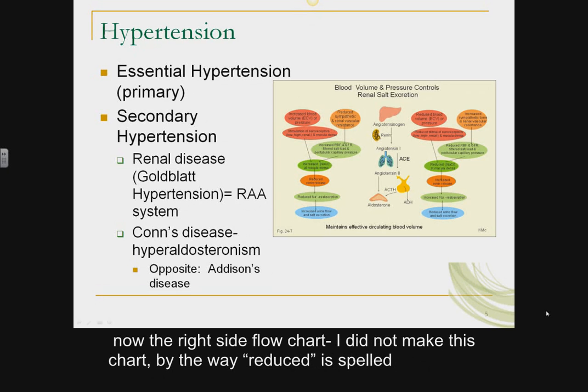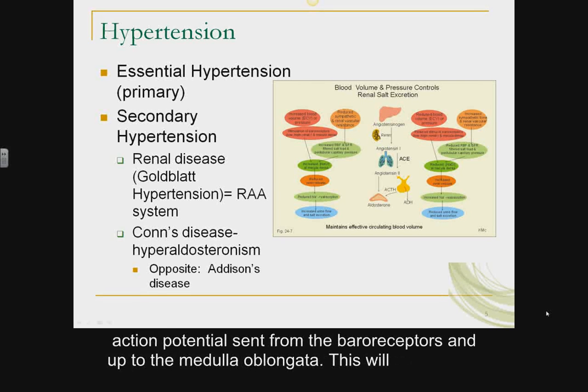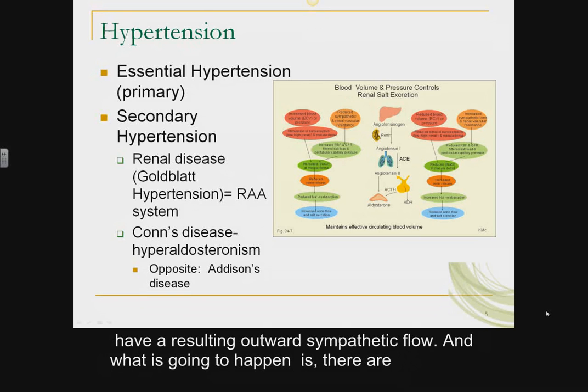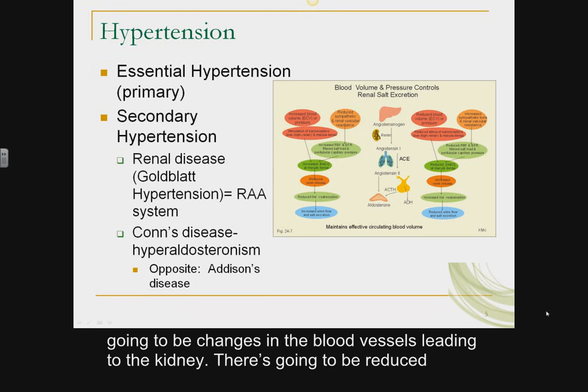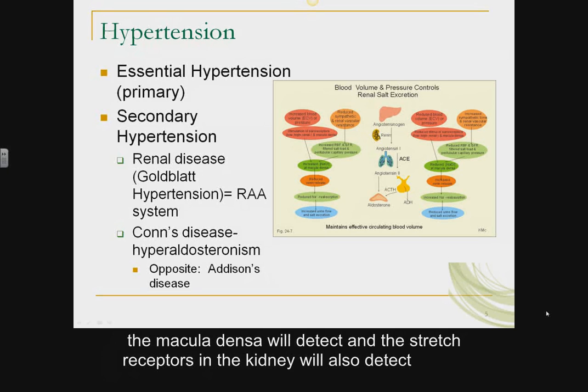In the case of reduced volume, this is now the right side flow chart. I did not make this flow chart, by the way. Reduced is spelled wrong there in the top right circle. Reduced blood volume is going to lead to a reduced action potential sent from the baroreceptors and up to the medulla oblongata. This will have a resulting outward sympathetic flow. And what is going to happen is there are going to be changes in the blood vessels leading to the kidney. There's going to be reduced renal blood flow and reduced filtration, and that means reduced sodium chloride that the macula densa will detect, and the stretch receptors in the kidney will also detect less stretch.